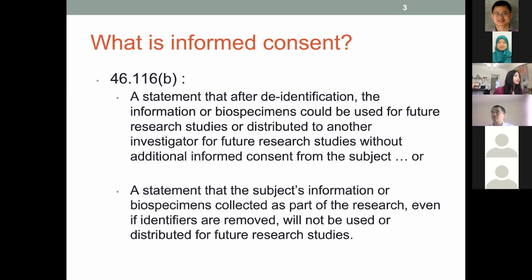And relevant to our study is this requirement: informed consent documents should contain a statement that after de-identification, the information or bio-specimens could be used for future research studies or distributed to another investigator for future studies without additional informed consent from the subject, or a statement that the subject's information or bio-specimens collected as part of the research, even if identifiers are removed, will not be used or distributed for future research studies.